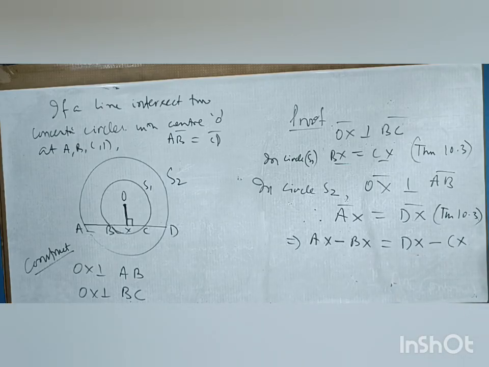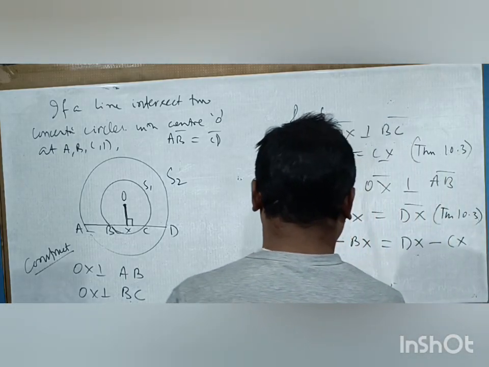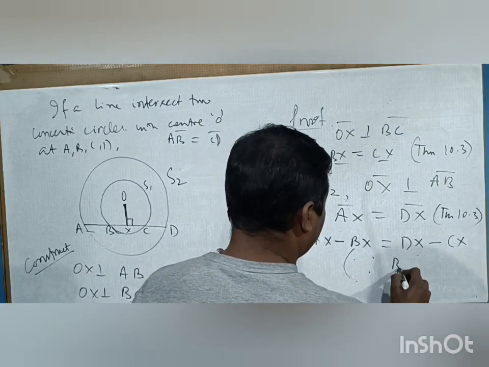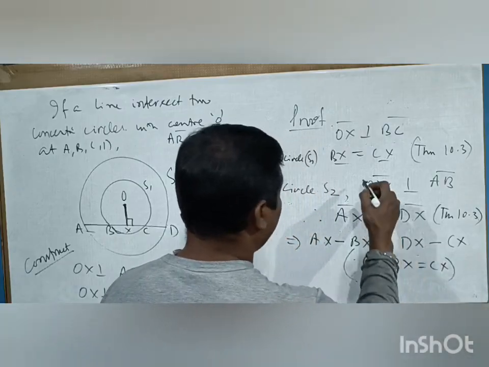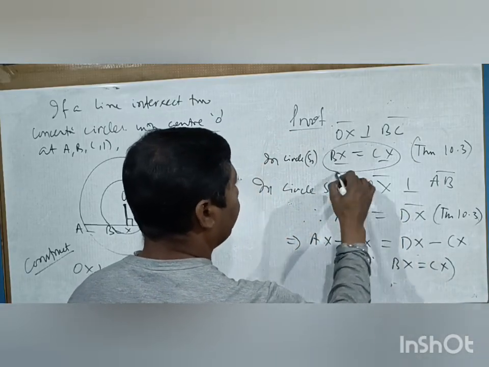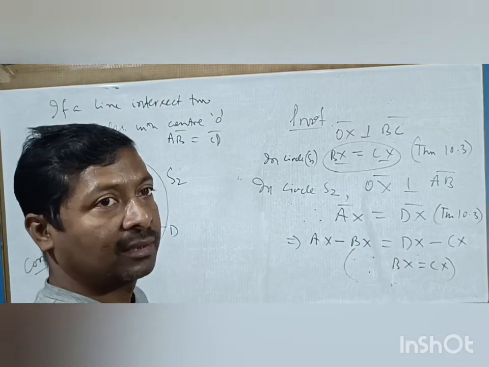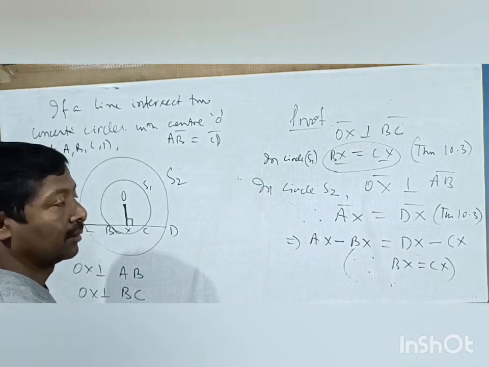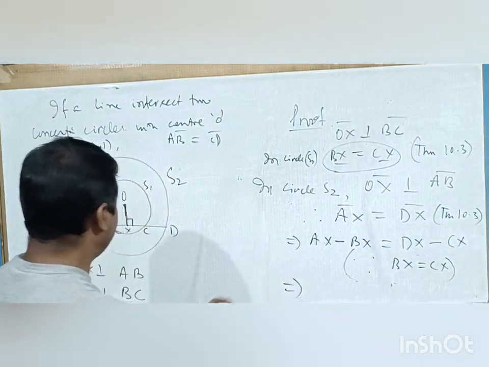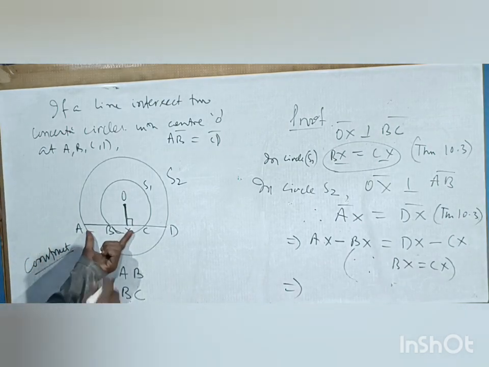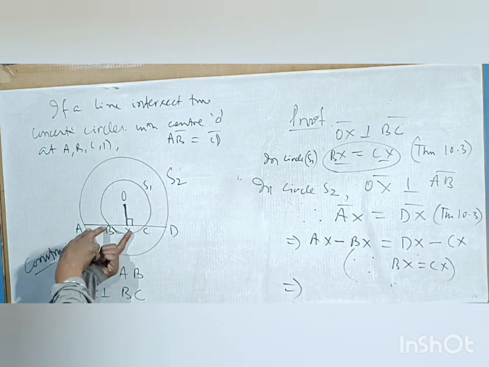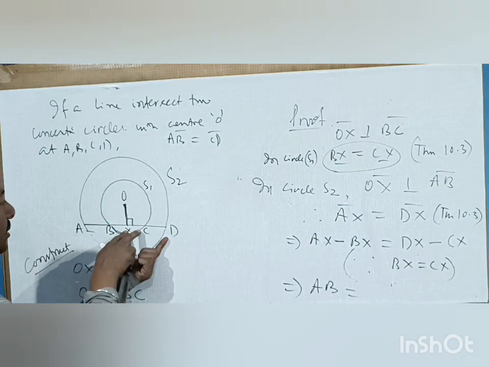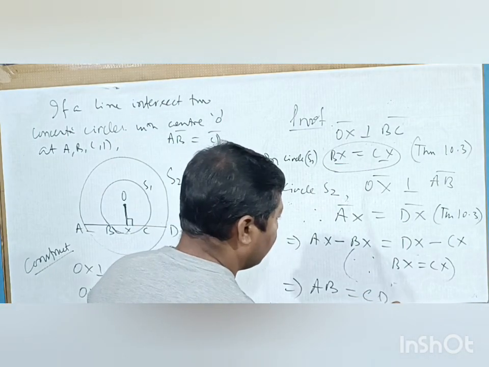Although BX equal to CX, I have subtracted the same length from each side. So AX minus BX, what is remaining? AB. DX minus CX, what is remaining? CD. This is proved.